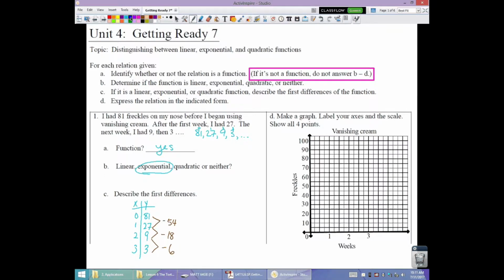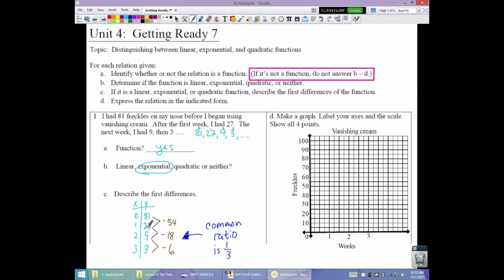And what we see in those first differences is a common ratio of 1/3. So the first differences also show the same common ratio that the y values showed. In fact, there could be exponential functions, you will see one eventually, 1 or 2, where you don't see the common ratio when you look at the y values. You don't see it until you look at the first differences.